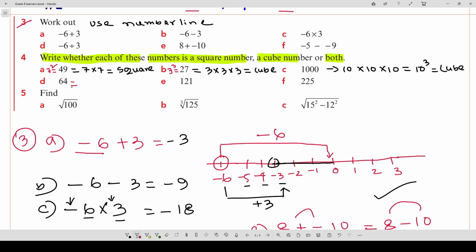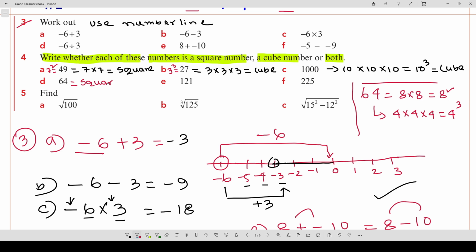64. This one, what can we do? This 64 can be written 8 times 8. It means 8 squared. And also we can write 4 times 4 times 4. It means 4 to the power 3. So this one is both. It means square and cube. That means both.